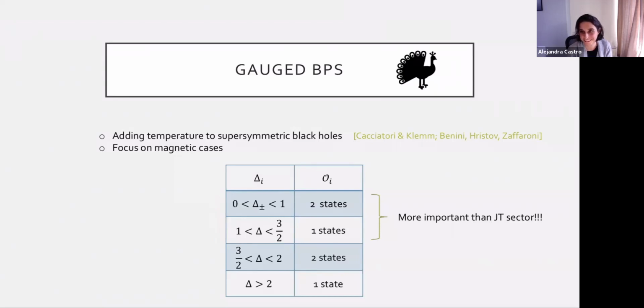Okay, it was shocking to me, because this means that we do have to revisit the role of the Schwarzian theory for BPS black holes in gauged supergravity. You do have operators that, at least naively, violate the hypothesis that we started with. Okay, so that's what happens in gauged BPS black holes.